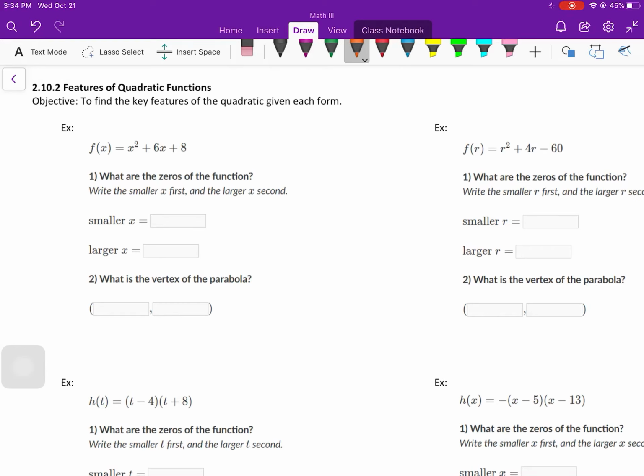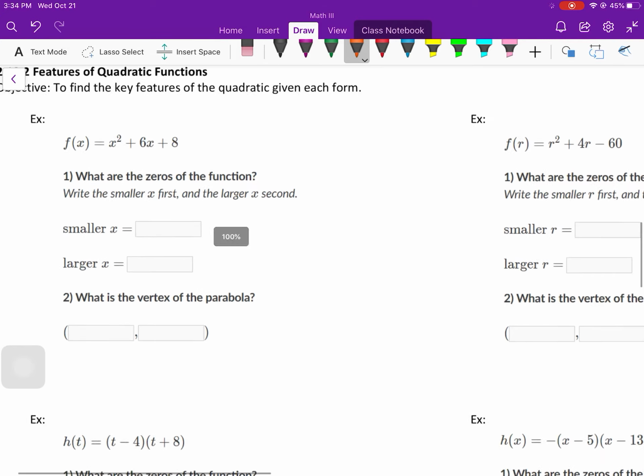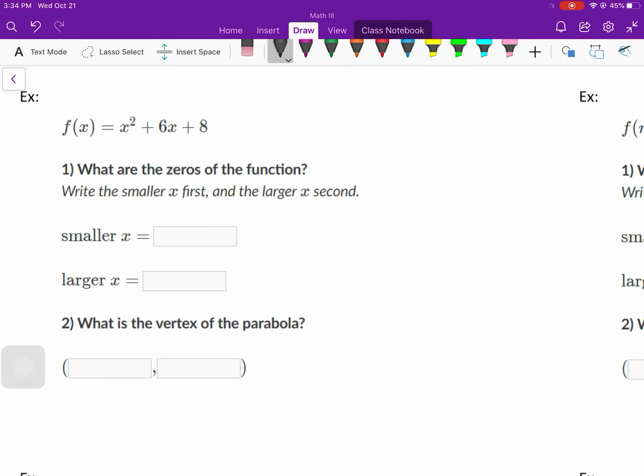In this assignment, we're going to be given all three forms: standard form, vertex form, and factored form. I should give an overview of how to find those things given these forms. So if you have standard form, how do you find the zeros? Well, you can obviously graph it in Desmos and it'll give you the answer, but what we use for the zeros is the quadratic formula. You could factor it though.